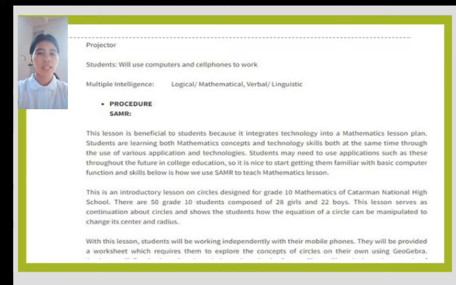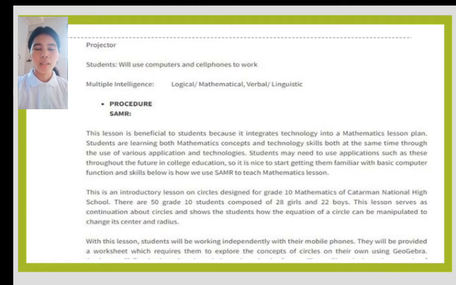Students are learning both mathematics concepts and technology skills at the same time through the use of various applications and technologies. Students may need to use applications such as this throughout the future in college education. So it is nice to start getting them familiar with the basic computer functions and skills. Below is how we use SAMR to teach a mathematics lesson.